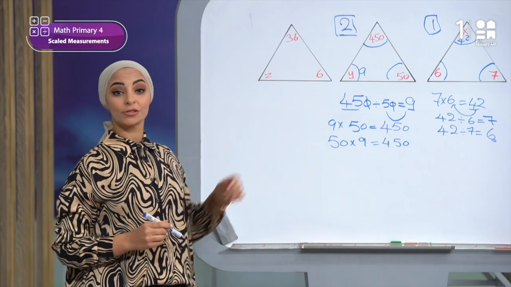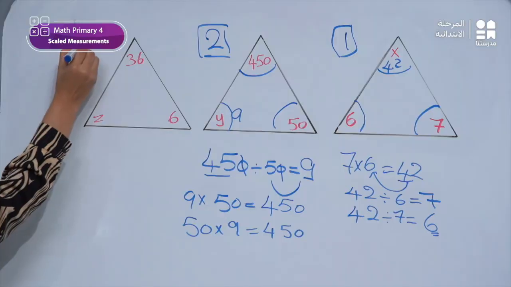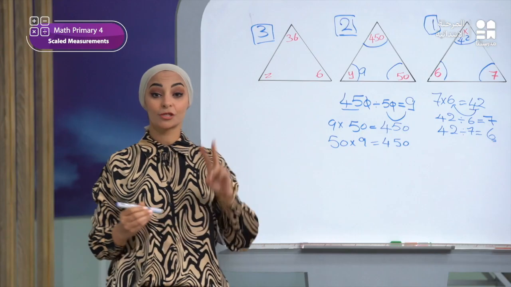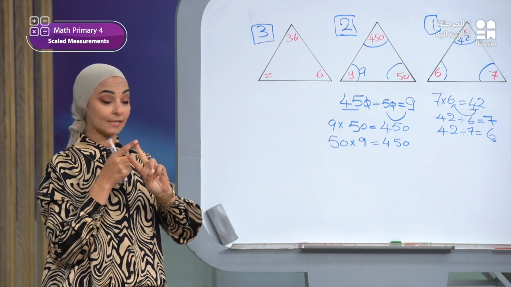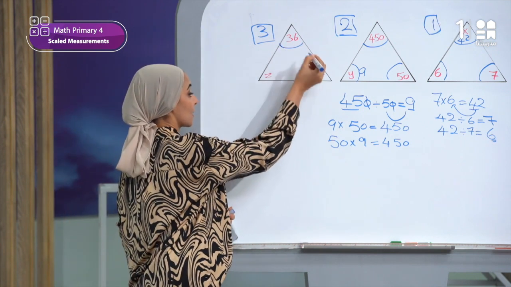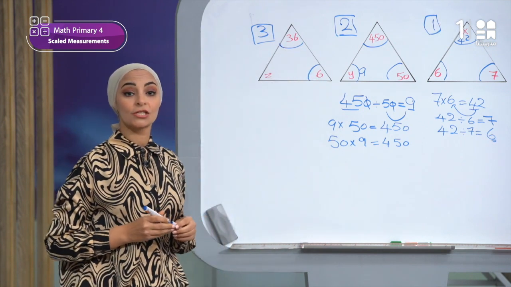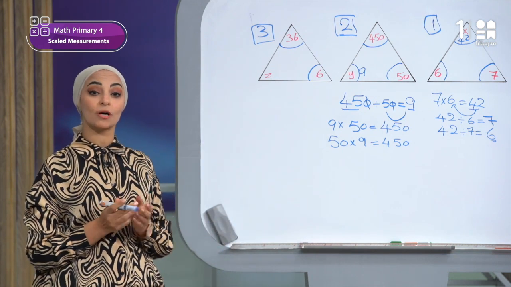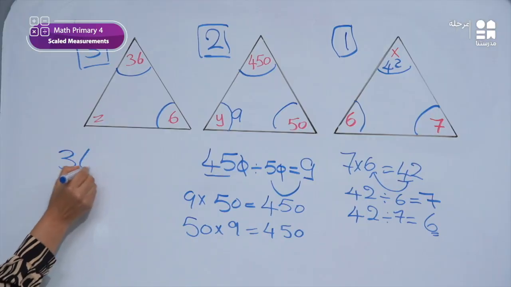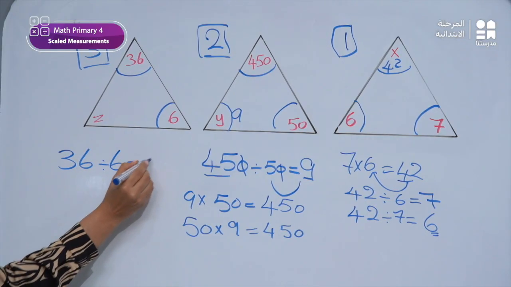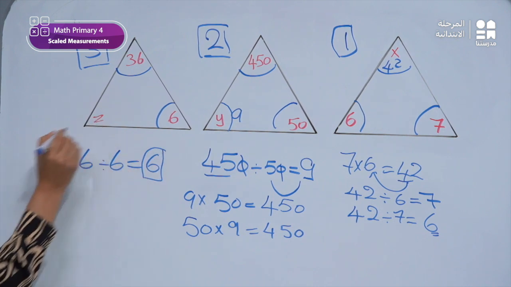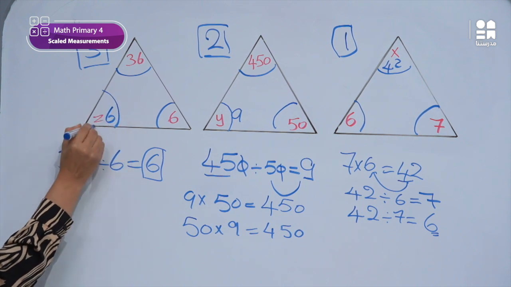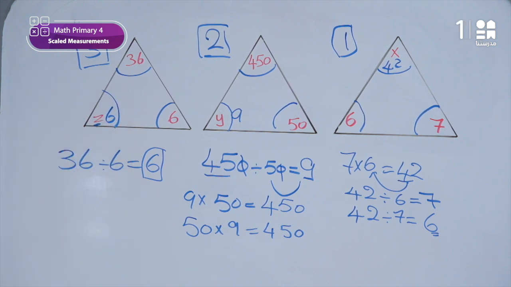Now, let's move to the third triangle. Triangle number 3. This is triangle number 3. As you see here, I have two angles, which are 36 and 6. Here is 36. The second angle is 6. So, who can tell me if I divide the biggest number, 36 by 6, what it gives me? Yes, 36 divided by 6 gives me 6. Excellent. So, the third number or the third angle will be 6. This Z, the unknown angle, equals 6.